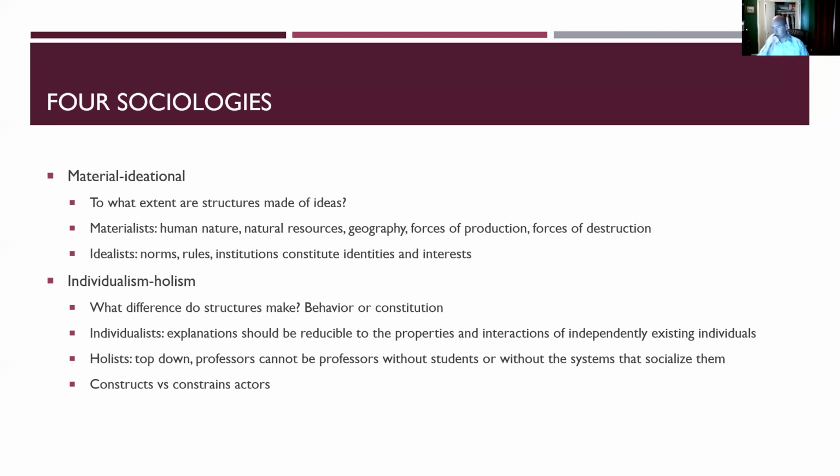So that's this question. Individualists say explanations should be reducible to the properties and interactions of independently existing individuals, right? So under this extreme on this axis, individuals exist independently of the system. The states exist independently of the international system, and they have particular properties, and explanations should be based on that. So we should look at the properties of these states in the system, and that will tell us how they will behave.